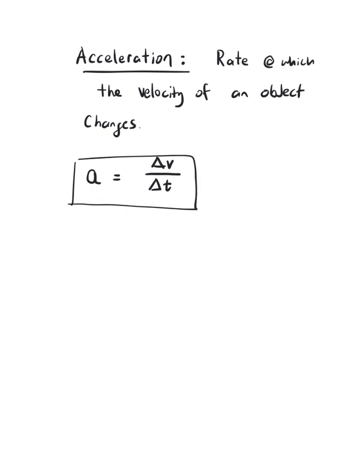Let's suppose we have a car, and let's say that the car starts from rest, which means that its initial velocity, v sub 0 or v naught, is 0 meters per second. And let's say that it speeds up to a final velocity, vf, that's the final velocity, of 60 miles per hour, and in meters per second, that's about 27 meters per second.